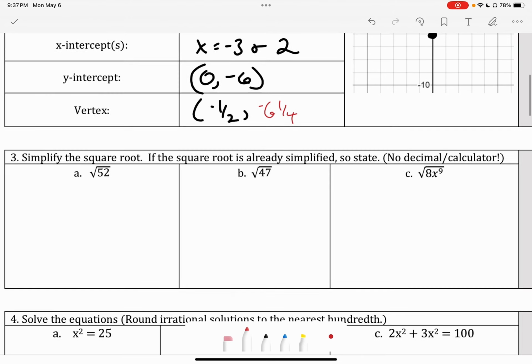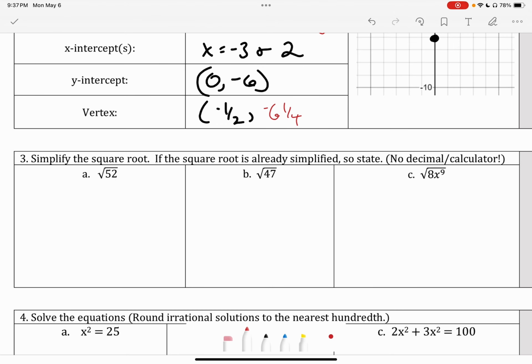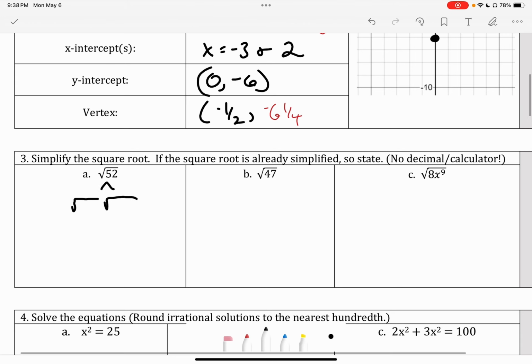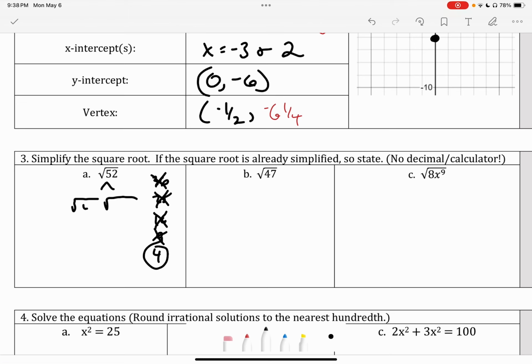All right, number 3, simplify the square root. Again, when we're doing these, our goal is to figure out what two numbers can I multiply to get 52, with one of those numbers being a perfect square. So I'm thinking, hey, does 36 go into 52? It doesn't. Does 25 go into 52? It doesn't. Does 16? It doesn't. Does 9? It doesn't. Does 4? It does, and it goes in 13 times. So those become our two numbers.